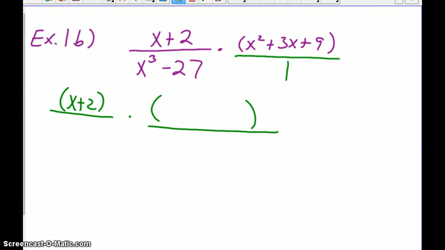x squared plus 3x plus 9. Okay, so you can't factor that. It's x squared plus 3x plus 9. Now can you factor 1? No, of course not. Now x cubed minus 27, can you factor that? Yes.